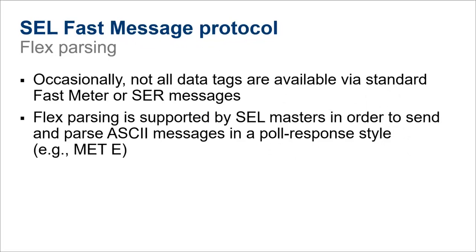If the data that you are looking for is supported by the relay, but is not supported in fast message protocol natively, you can use a process called flex parsing. Flex parse essentially allows you to type a command that will be sent to the terminal of the relay, and then you can use universal expressions to parse out the data that you're looking for. Commonly, this will look for information such as megawatt hours or megavolt amp hours, as these are not always supported under standard fast message.